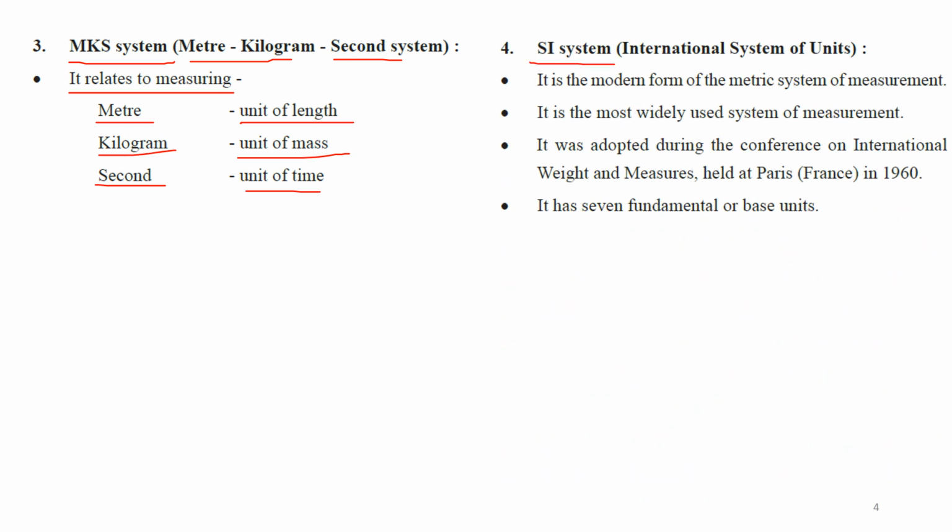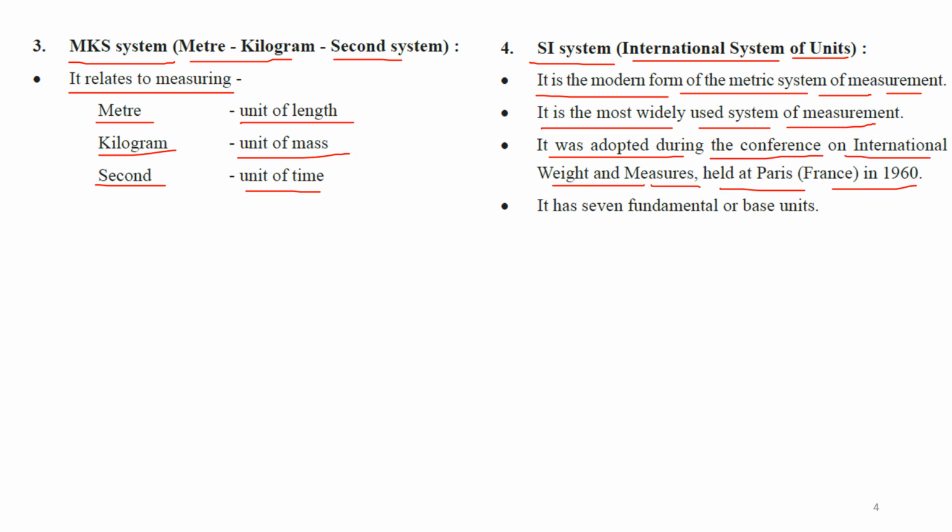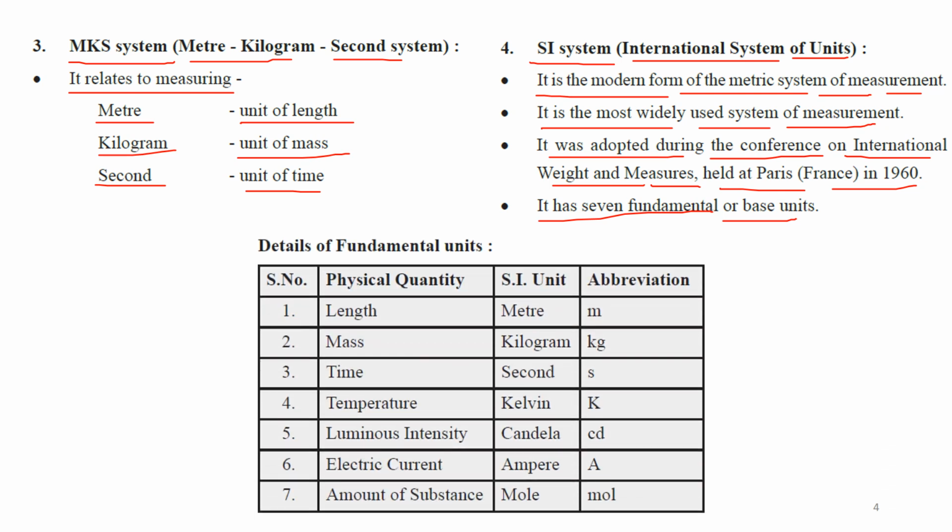Fourth one is the SI system. It is the International System of Units. We'll see what is written here. It is the modern form of the metric system of measurement. ठीक है, modern time में इसको use करते हैं. It is the most widely used system of measurement. It was adopted during the Conference of International Weight and Measure held in Paris, France in 1960. ठीक है, इसको फ्रांस में 1960 में अडॉप्ट किया गया था. It has 7 fundamental or base units. So what are these 7 fundamental or base units? Here it is written in this table.